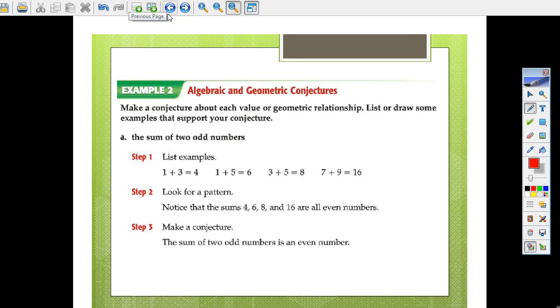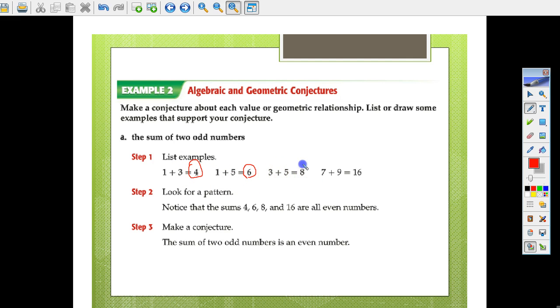Okay, welcome back. So here's another example of algebraic and geometric conjectures. Make a conjecture about each value or geometric relationship. List or draw some examples that support your conjecture. The sum of 2 odd numbers. Alright, examples. You have 2 odd numbers, it became a 4. You have another set of odd numbers, you added, you got 6.